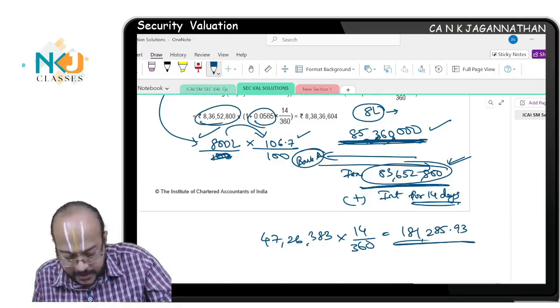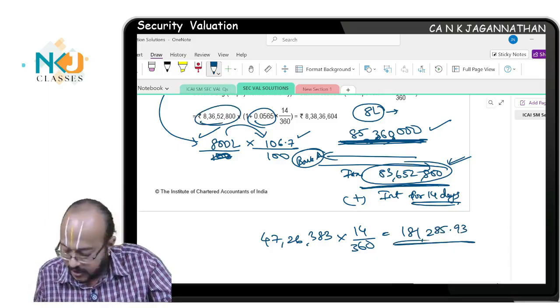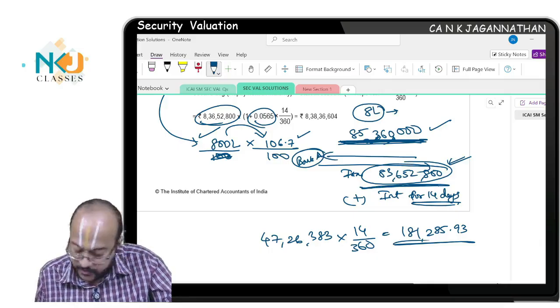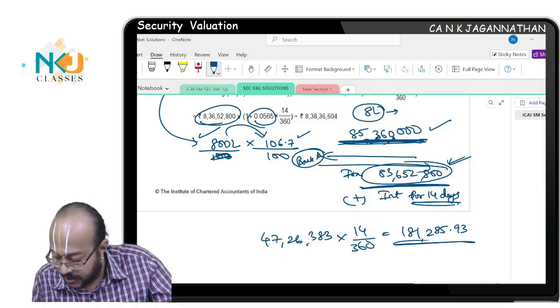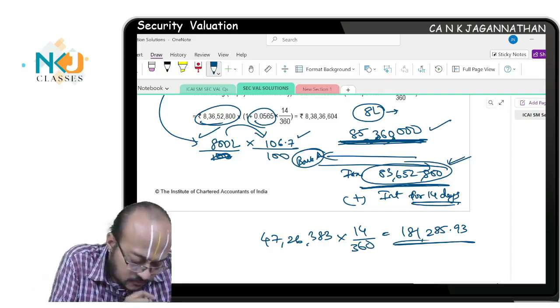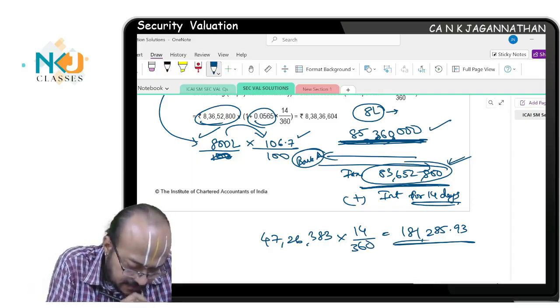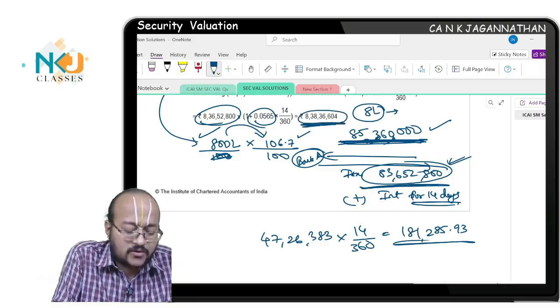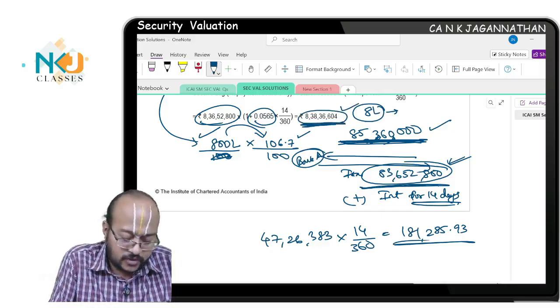1,81,285.93 plus 836 lakhs 52,800. I am getting 838 lakhs 34,000, oh, 36,000. This is rounding off, no issue. They have done it this way, no issues. This is just a rounding off thing.